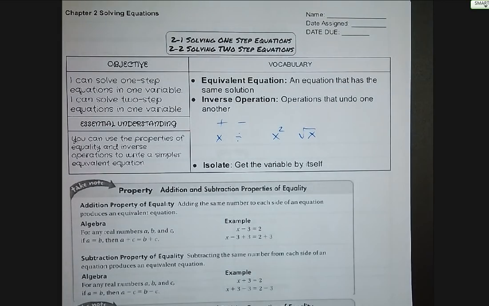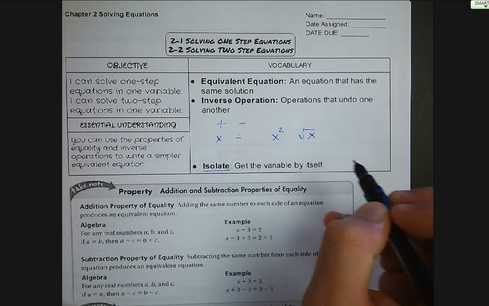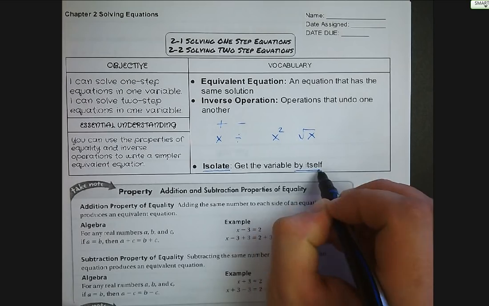All right, so these are two sets of opposite operations that we're going to be working with. For the time being, we are only going to be dealing with addition, subtraction, multiplication, and division. The squaring and square rooting is going to come up in a later chapter. The last thing is the word isolate. Our goal is to get the variable by itself. And that is our whole purpose when we are solving these equations.